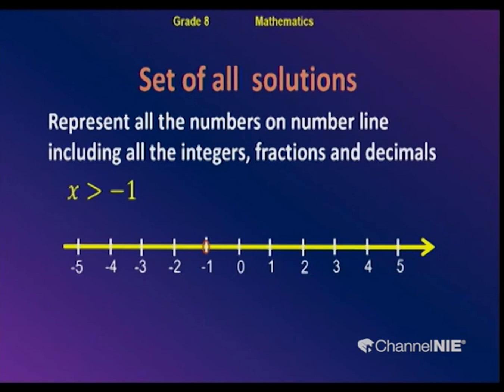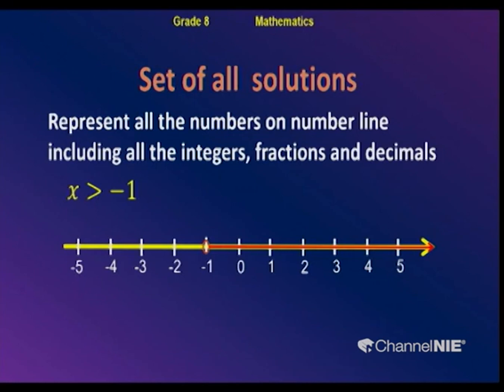First, I mark minus 1. X is greater than minus 1. So, I mark minus 1 on this number line. Then, I mark the right side of this number line starting from minus 1.